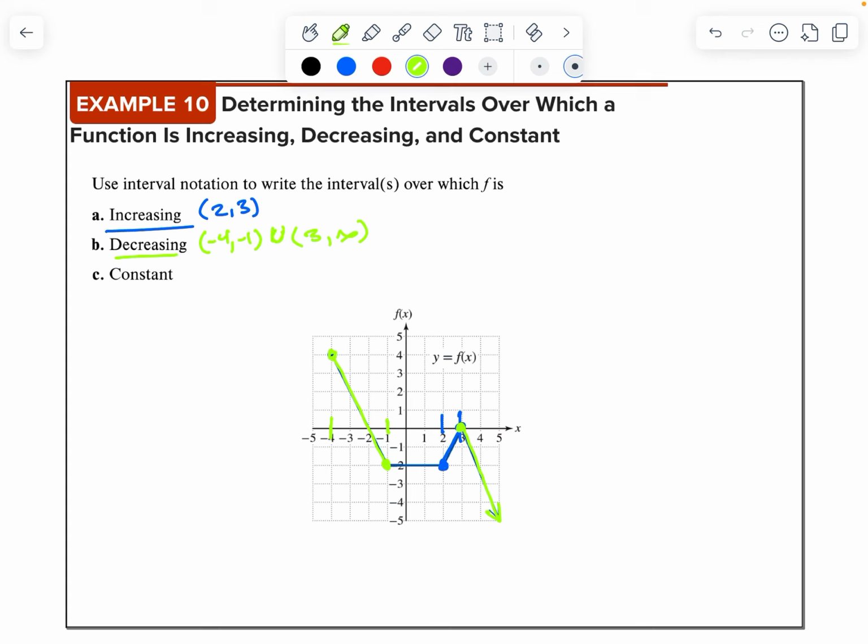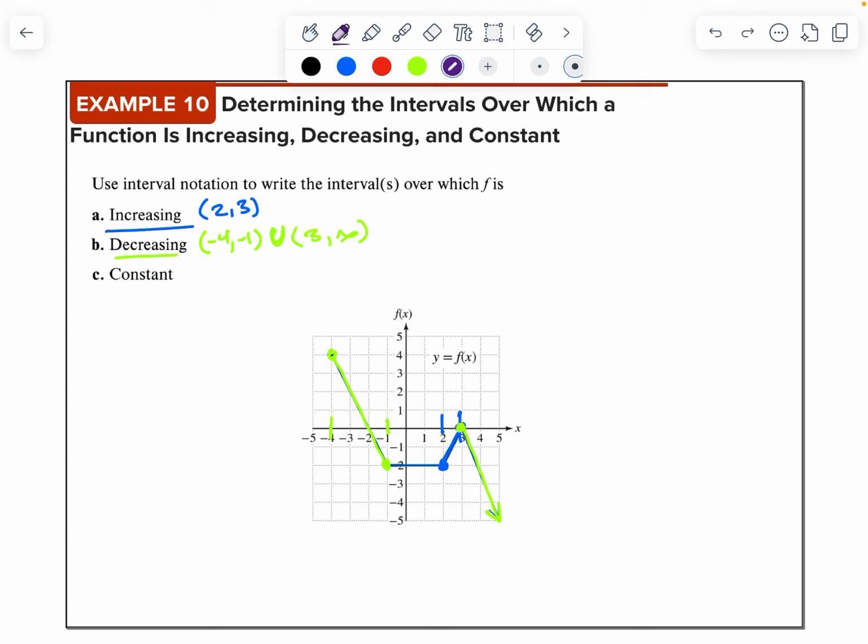Notice I put the U in there for union just like we did when we were talking about intervals with absolute value inequalities, other types of inequalities, domain, range. We have two separate intervals, right? We have two separate of those yellow intervals, so we need to connect those with a union.